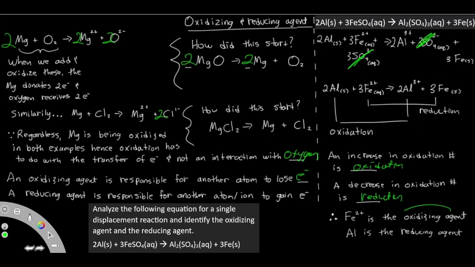So Fe2+ is the oxidizing agent. Why? Because an oxidizing agent is responsible for another atom to lose electrons. This lost electrons. What was responsible for this guy to lose electrons? It was the Fe, so it becomes the oxidizing agent. And vice versa for the aluminum being the reducing agent, because iron 2+ was the one that was being reduced.